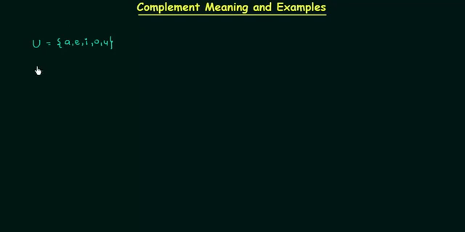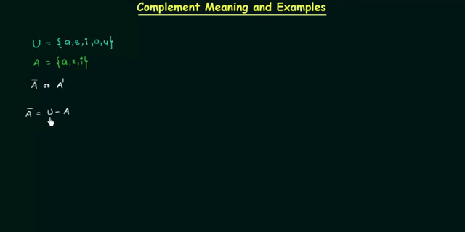Let's take one set A. This is definitely a subset of U, and the elements are A, E, I. These are the elements of A. Now we want to find out the complement of A. I will use two notations for complement. The first one is A bar and the second one is A prime. So let's find out the complement of A. It is equal to U minus A.